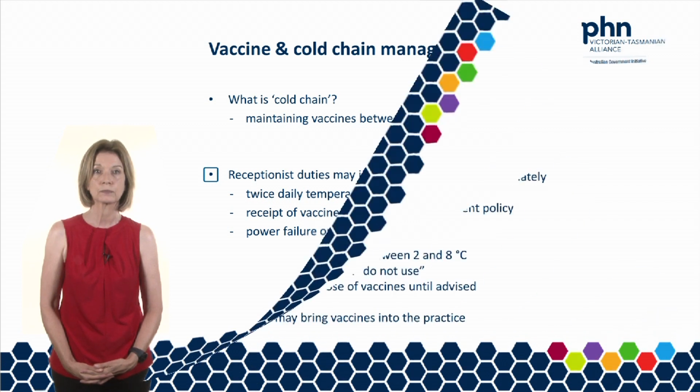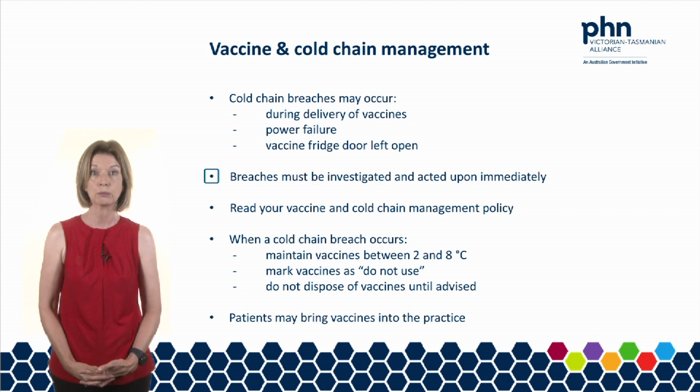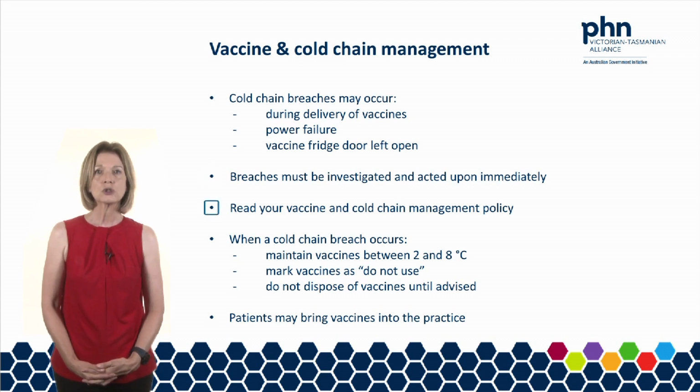If the heat and cold monitor in a vaccine delivery indicates that the cold chain has not been maintained, this is called a cold chain breach. A breach may also occur during a power failure or disruption, or if the vaccine fridge door has been inadvertently left open. Cold chain breaches must be investigated and acted upon immediately, and often happen after hours or on weekends where there are less staff to provide support and advice. Practices should have a vaccine and cold chain policy which outlines the procedure for staff to follow when checking and recording vaccine fridge temperatures, receipt of vaccines from couriers and cold chain breach procedures.